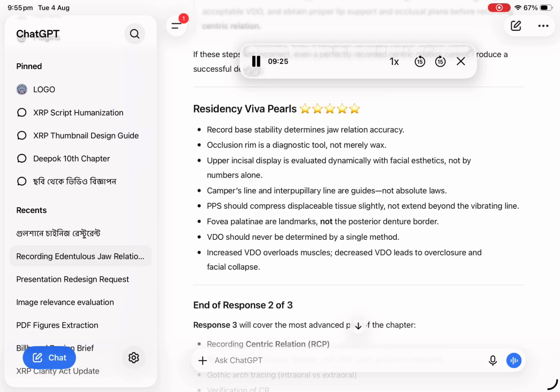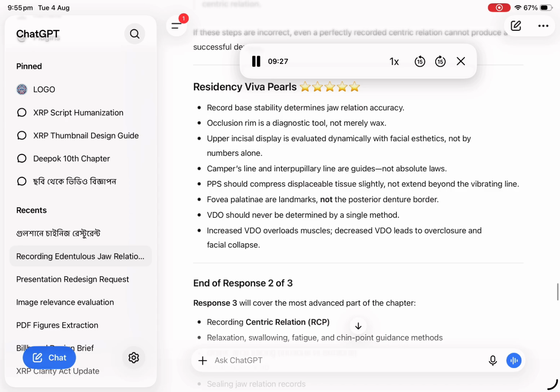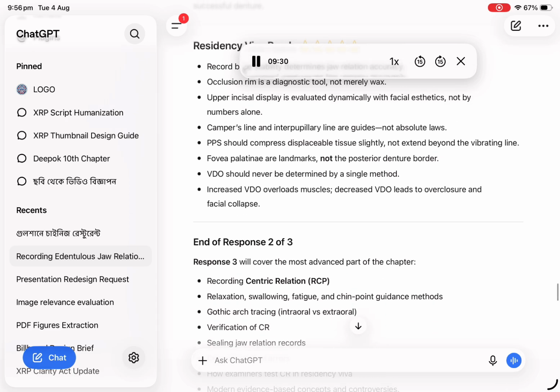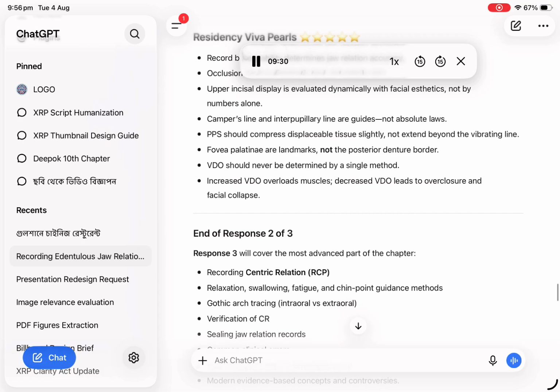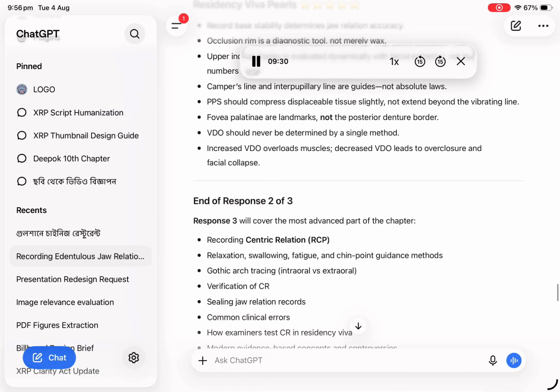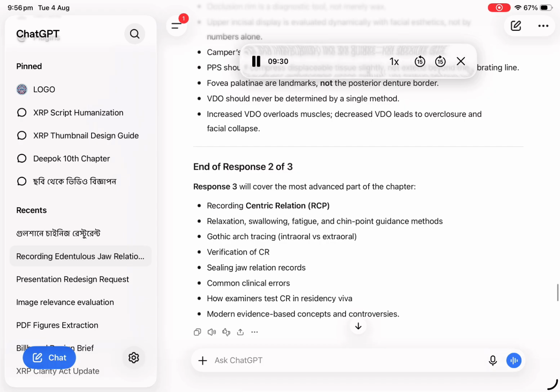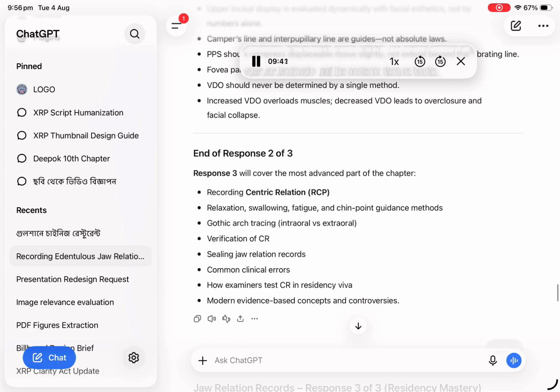PPS should compress displaceable tissue slightly, not extend beyond the vibrating line. Fovea palatinae are landmarks, not the posterior denture border. VDO should never be determined by a single method. Increased VDO overloads muscles. Decreased VDO leads to overclosure and facial collapse.